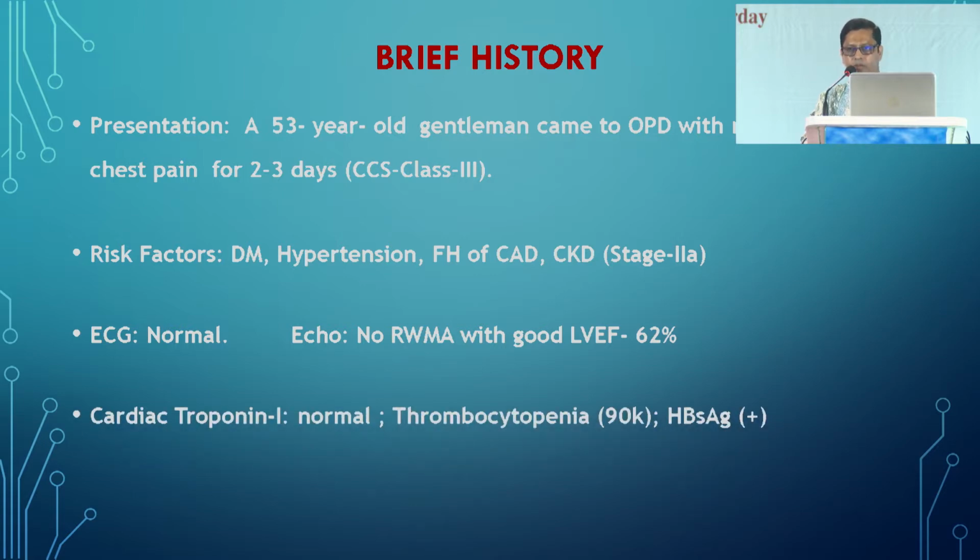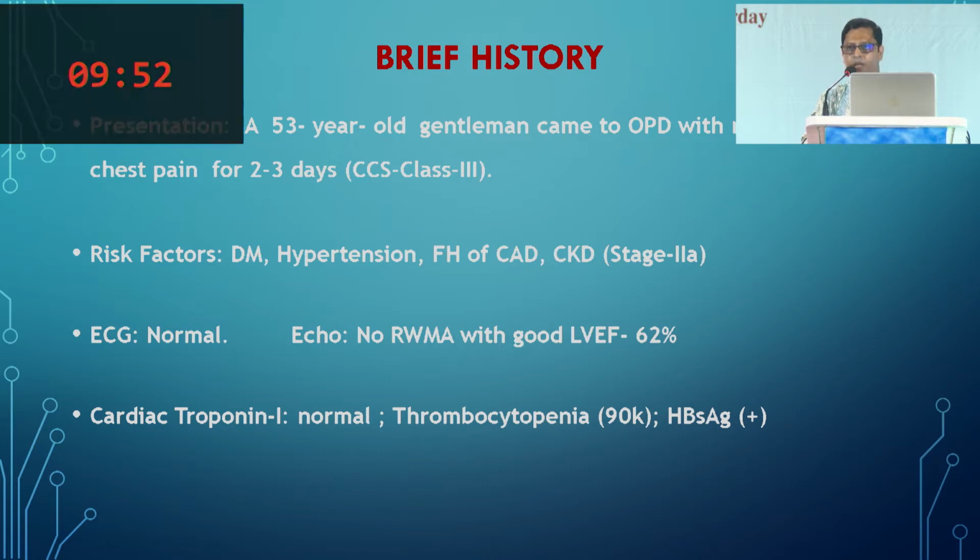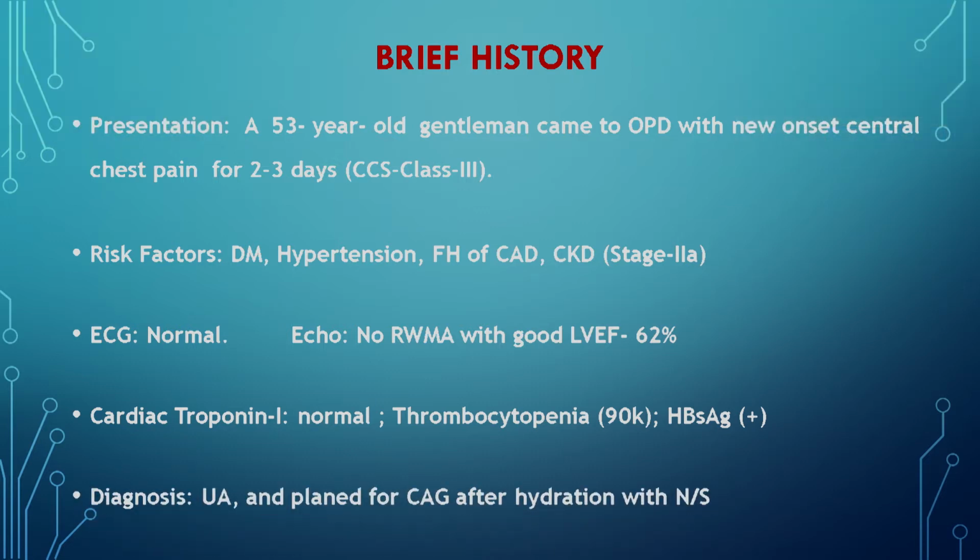Cardiac troponin, two consecutive samples, were normal. The patient had thrombocytopenia and was a diagnosed case of hepatitis B positive. The initial diagnosis was unstable angina, and I planned for coronary angiogram after hydration with normal saline.